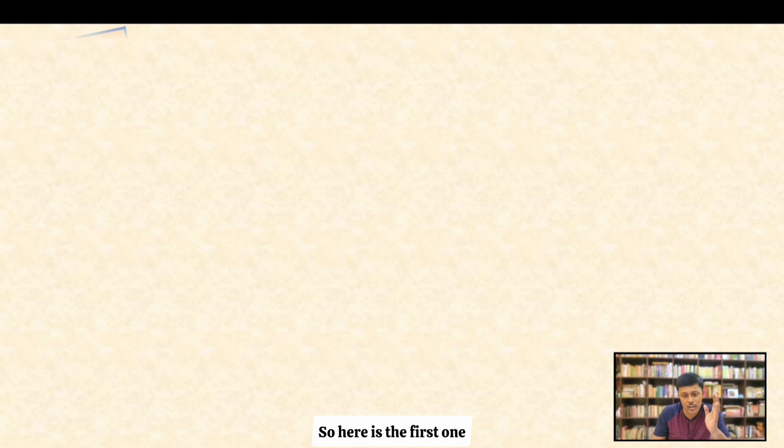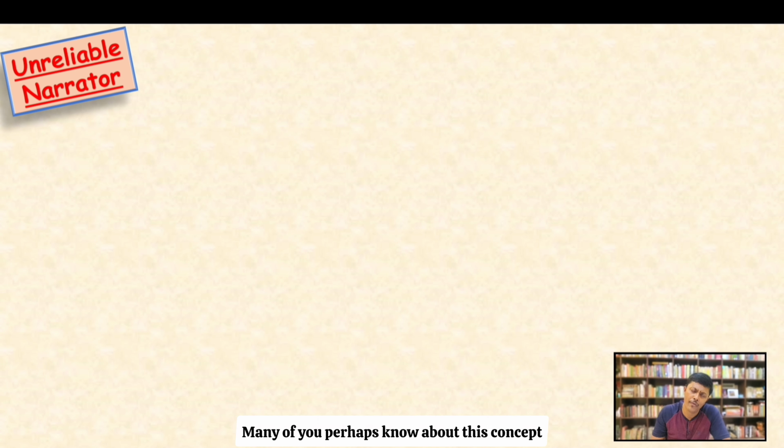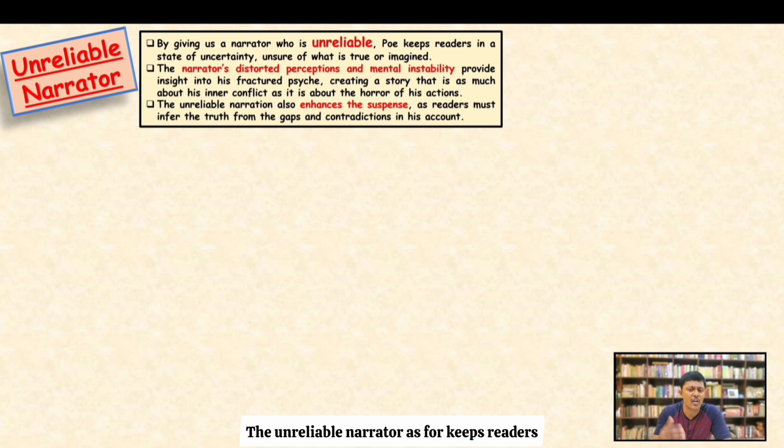So here is the first one, the unreliable narrator. Many of you perhaps know this concept, but again, let us continue. Poe keeps readers in a state of uncertainty because of this unreliable narrator. The narrator's distorted perceptions and mental inability provide no insight or deeper thoughts into his fractured psyche. We cannot completely believe the narrator, whatever he is saying or doing in the story. Characters like the narrator are called unreliable because reliable versions are not present. Whatever they are saying may not be believed.